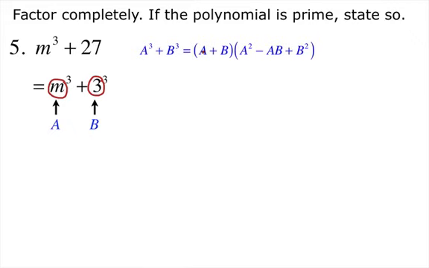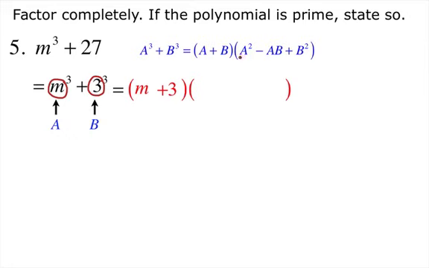According to the formula, the first term in the binomial is whatever a is. So in this case, the a is just the m. That's why you see m there. And then it says plus, so I bring over the plus whatever the b is. In this case, the b is 3. So I'm done with the binomial.